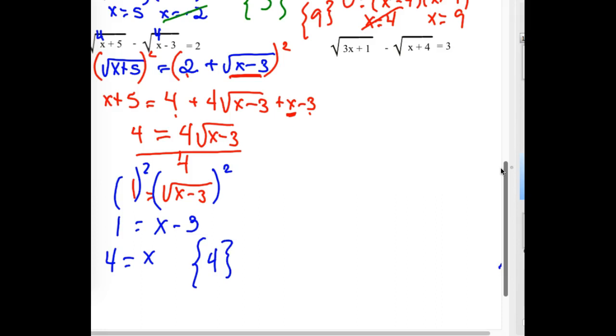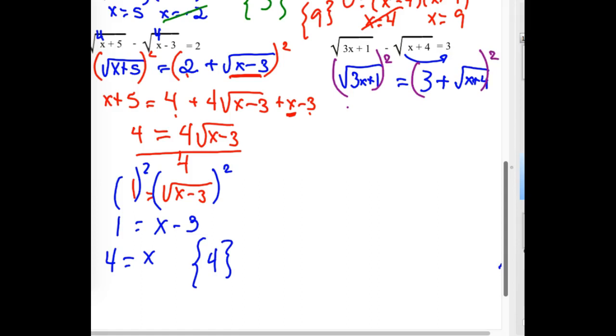Our last one is a little bit messier. We do have one square root. It has a 3x plus 1. That looks a little more complicated to me than an x plus 4. So I'm going to isolate that one first. I'm going to add this piece over to the other side. So I'm going to have the square root of 3x plus 1 equaling a 3 plus the square root of x plus 4. My next step is to square.